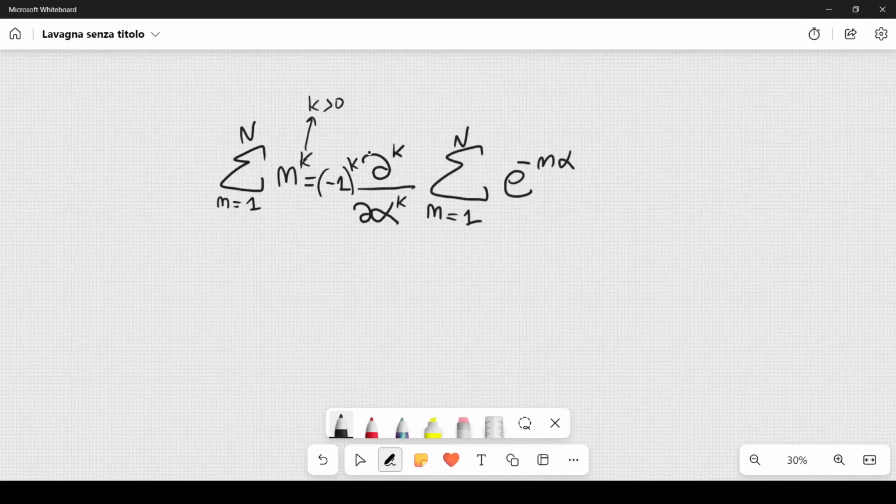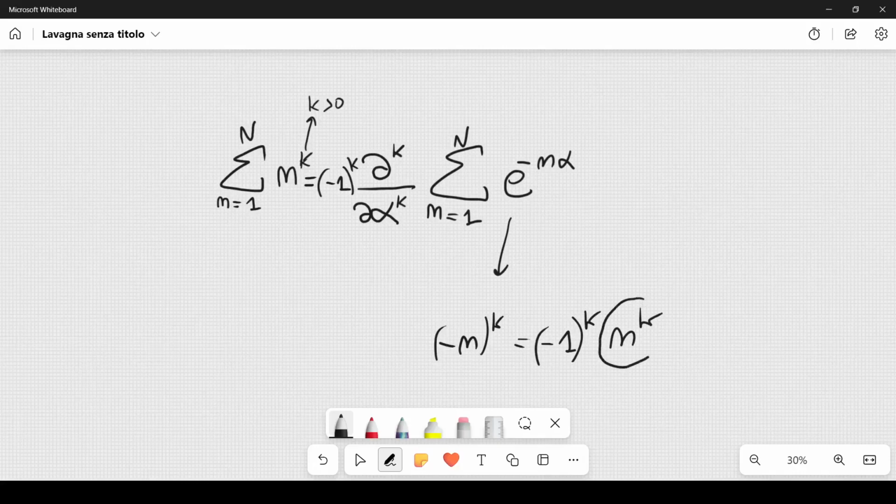So if you check here, when we take the derivative with respect to alpha k times, we are going to act on this exponential, so this will give us minus n to the power k. So we have minus 1 to the power k, n to the power k in front of the exponential, and when we multiply it by minus 1 to the power k, we're going to get a factor of 1.